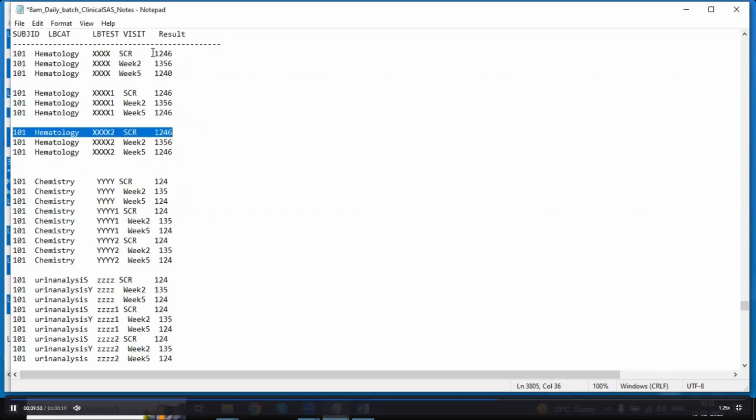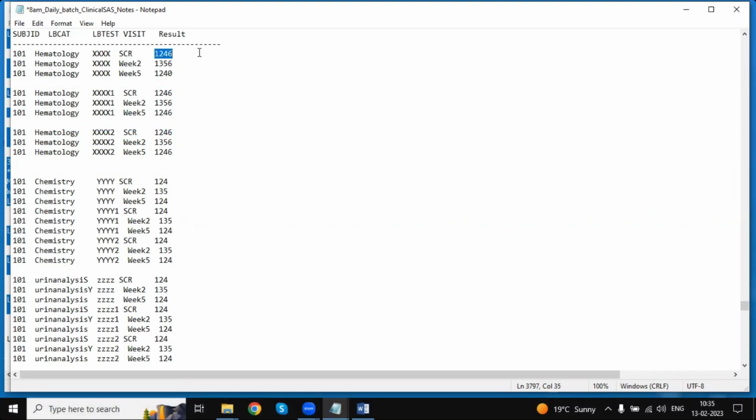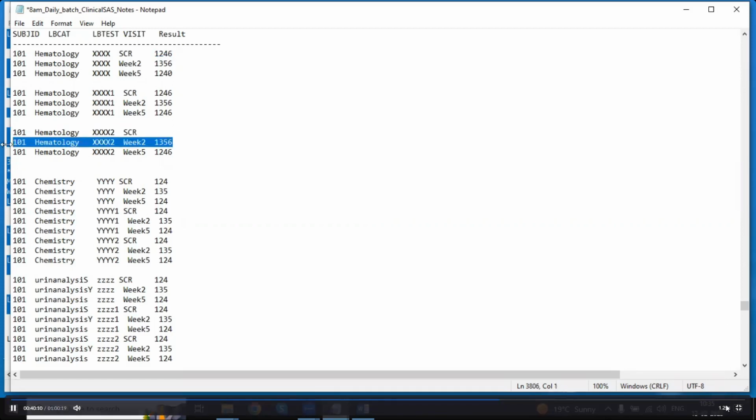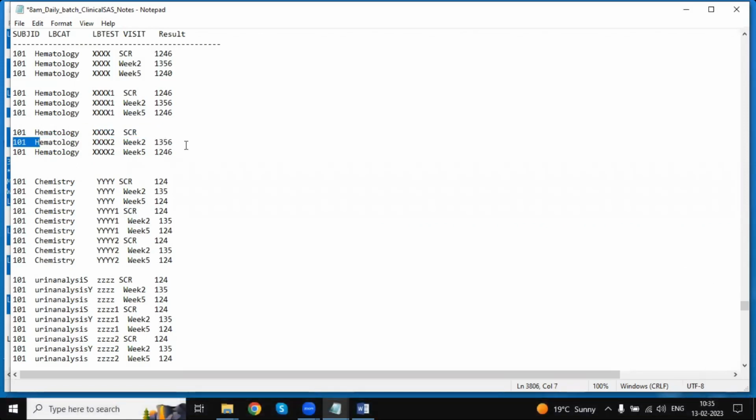For which test do you take the first result? The first non-missing test result. For example, if you don't have a test result here, you're not supposed to take this as the base value. The next one you have to take as the base value. Here you did not get a result, maybe for some reason. You're not supposed to take it, because if you don't have any value, how can you compare later? Clear? So the first non-missing test result, you have to take as the baseline value.